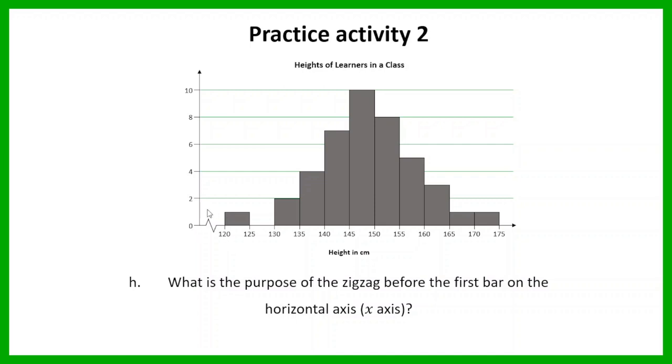So what's been done over here is this little zigzag shows us that these numbers have been left out, so that they could start at 120 and then go from there without having to try and fit everything before that onto the graph, which is very difficult to do. So this shows us that numbers have been left out. Okay, and that is how we work with histograms.